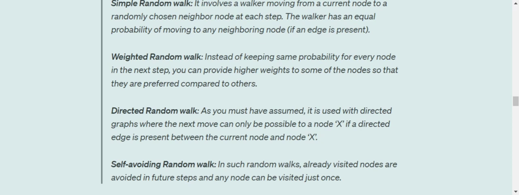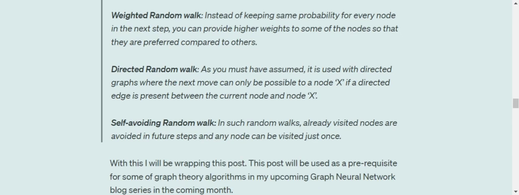Self-avoiding random walks. In such random walks, the walker tries to avoid the already visited nodes. In the case of a simple walk, you can revisit an already visited node, but in the case of a self-avoiding random walk, once you have visited a node, it is out of your scope. You can't move to it again.